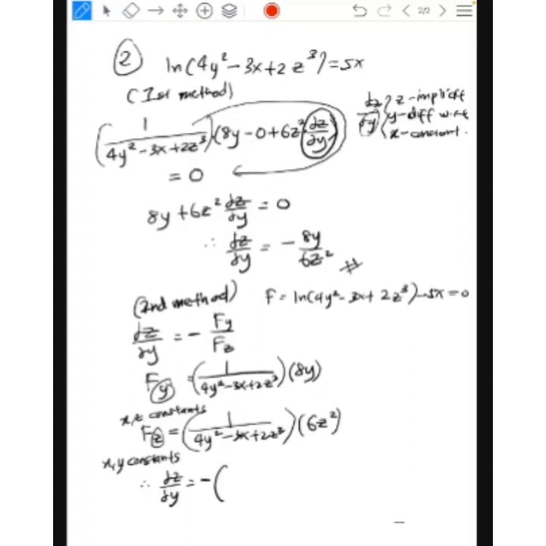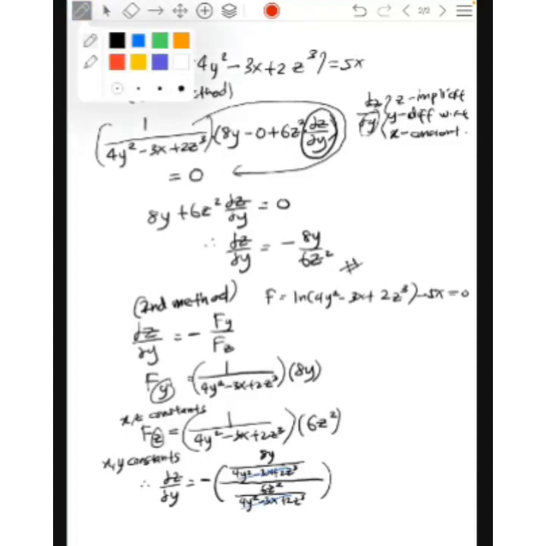Fy is all of this: 1 over 4y squared minus 3x plus 2z to the power of 3 times xy. So I write xy directly here on top, divided by 6z to the power of 2 times 4y squared minus 3x plus 2z to the power of 3. So actually this one and this one you can cancel out, okay, because it's the same terms. So what's left is xy over 6z squared, which should be similar to when using the first method.